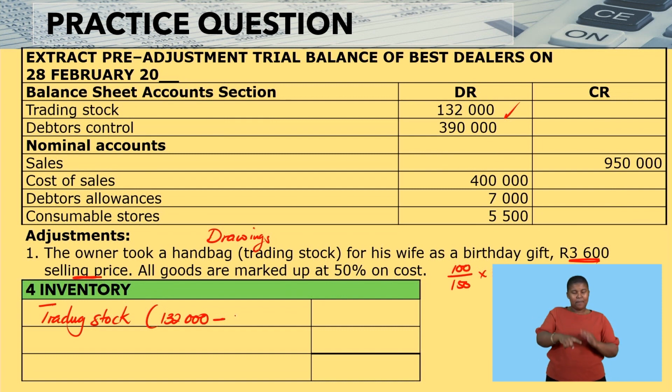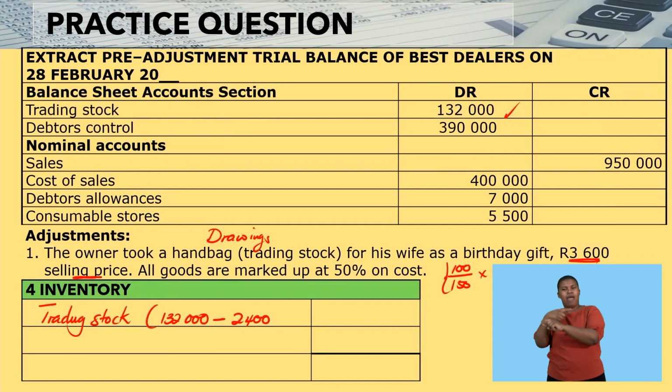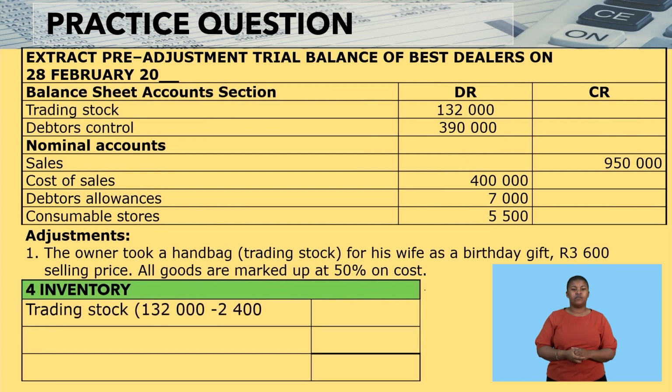2,400 becomes my cost of these goods that were taken. So I'll come here and say minus 2,400. Very important: drawings are not to be recorded at the selling price. How do we record drawings? At cost. So we have to calculate the cost. Remember that. It is of great importance. This is how it would appear: we took the 132,000, then we subtracted the 2,400.